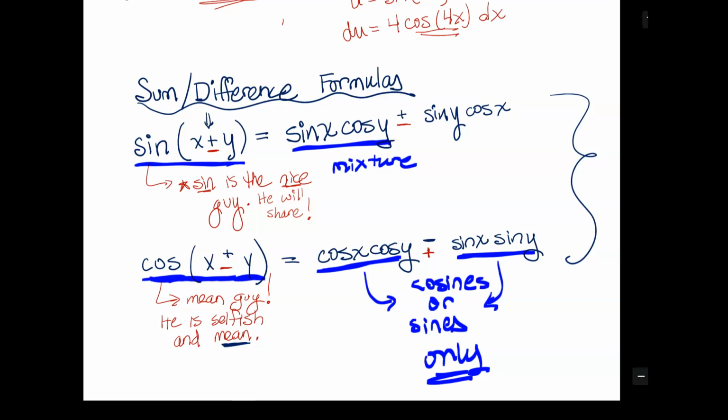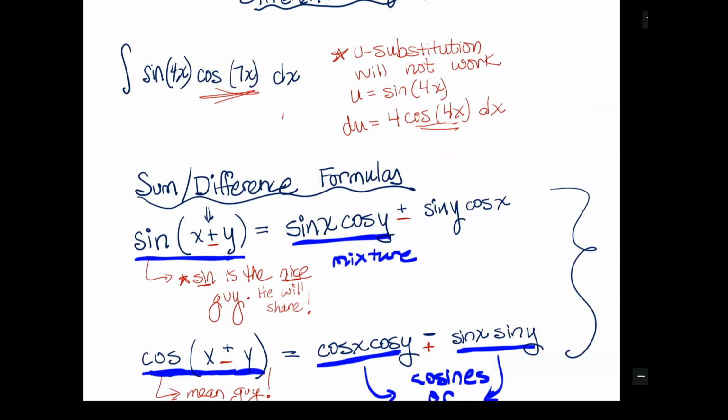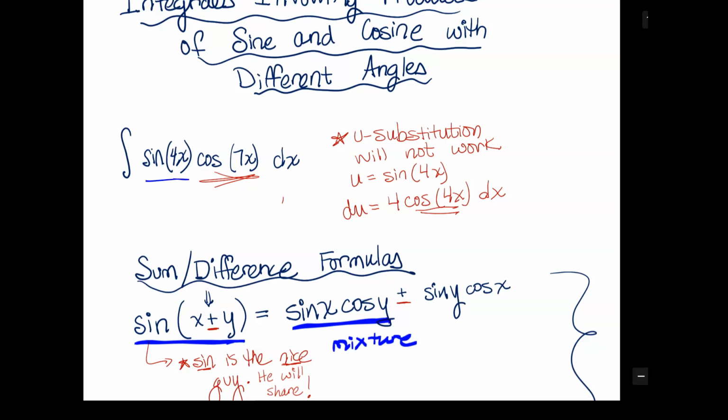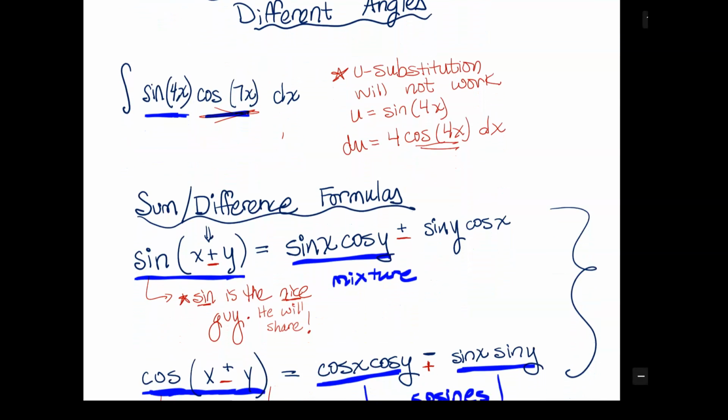So you want to start by identifying which of those pieces you need. And in our integral, we have a mixture of sines and cosines. So remember, when there is a mixture of sines and cosines, we must be using that sine identity. It really doesn't matter which one of those we consider to be the x and the y, but that's exactly what we're using these for. The x and the y here just mean two different angles. So this could be 4x, this could be 7x.